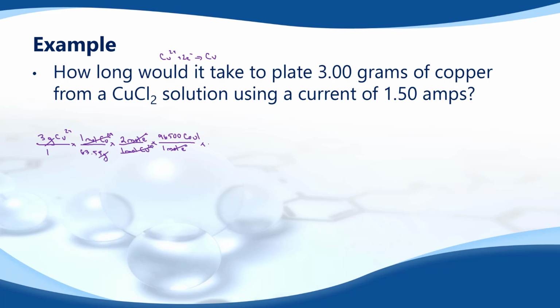And then finally I use the amperage. Remember, 1.5 amps is 1.5 coulombs per second. So 1.5 coulombs goes on the bottom to cancel that out, over 1 second. Plug that all in, and we wind up getting 6,070 seconds, or 1.69 hours to get into a kind of reasonable time frame.